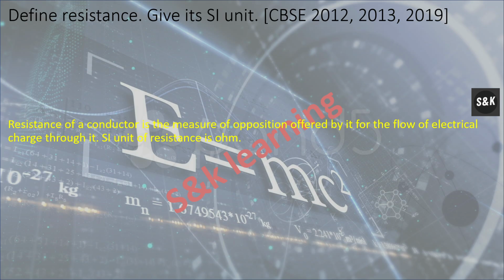Define resistance, give its SI unit. So resistance of a conductor is the measure of opposition offered by it to the flow of electrical charge through it. SI unit of resistance is ohm.